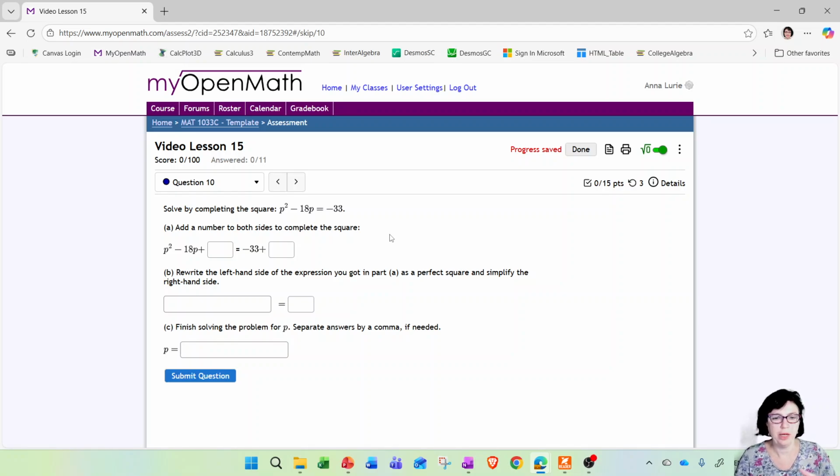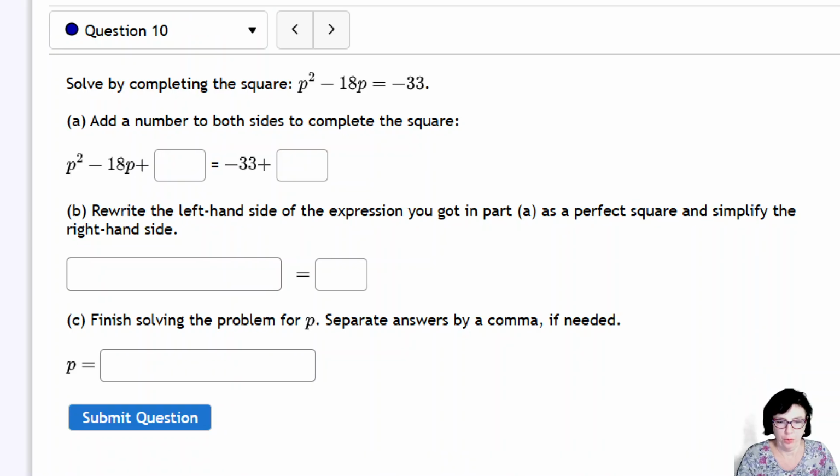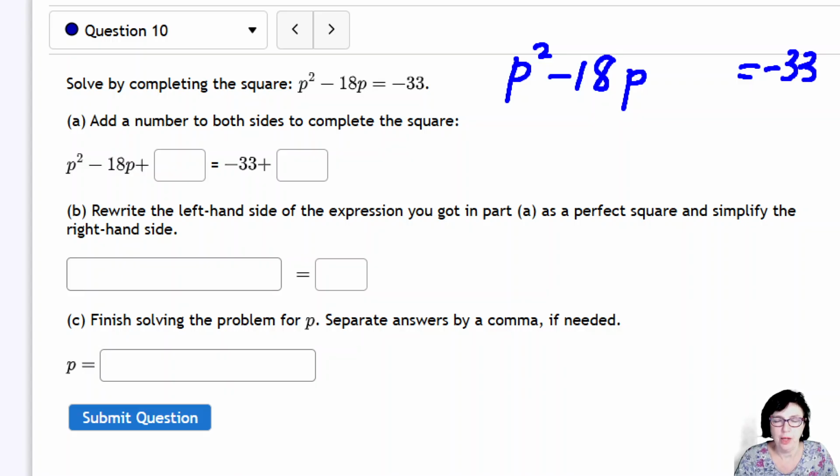All right, let's look at one more example of completing the square. Now, in this case, there is actually a difference because the number in front of the variable is negative. So let's see what happens there. Okay, p squared minus 18p, and then we don't know what, so we're going to leave some space, equal negative 33. Okay, so what is this what?